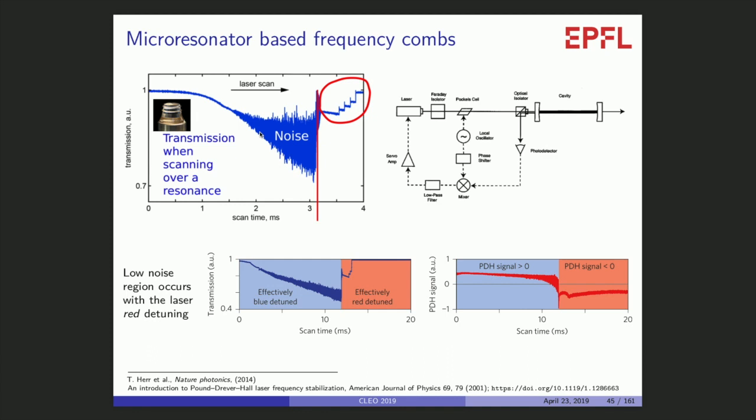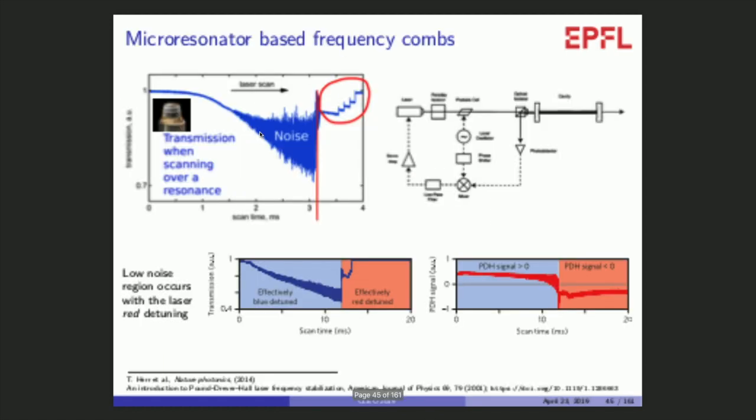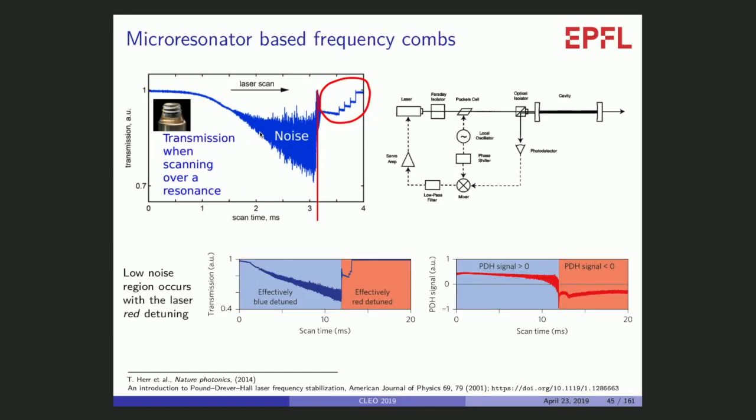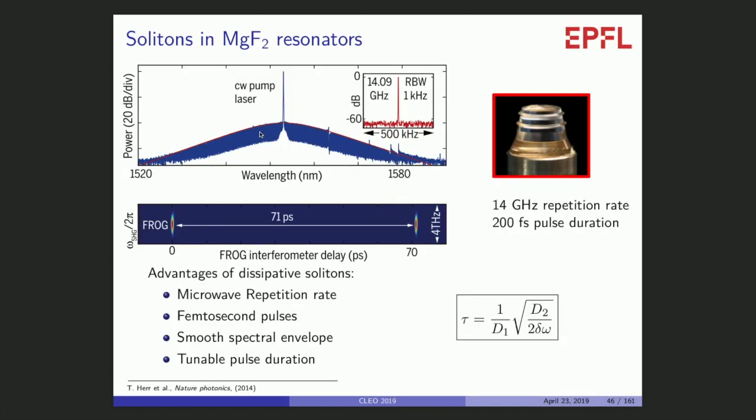And you can verify that by doing a Pound-Drever-Hall locking scheme. And you see that these steps are only occurring here on the red detuned side, where the PDH error signal tells us that we are at lower frequency from the cavity side. So if we stop and halt on one of these points, we can generate a single sech-squared hyperbolic secant spectral envelope soliton on top of a CW pump laser. That's when you stop at exactly the right moment. I'll explain how we can do that. And so these are solitons driven by a CW laser.